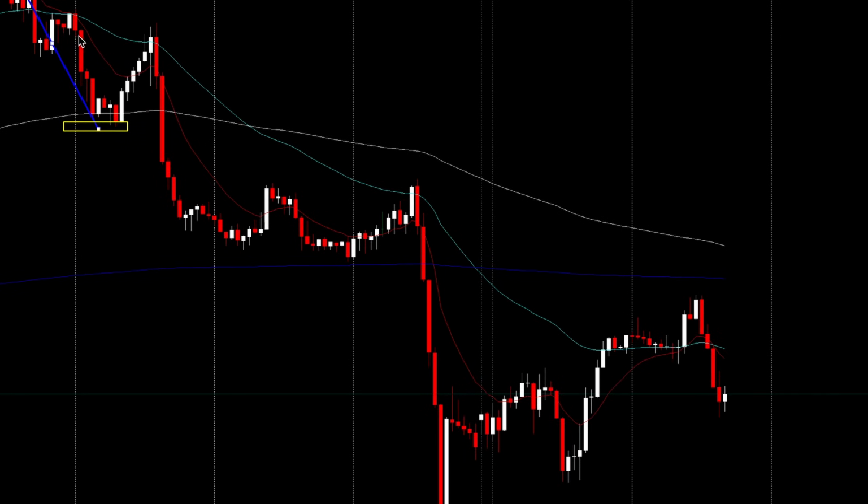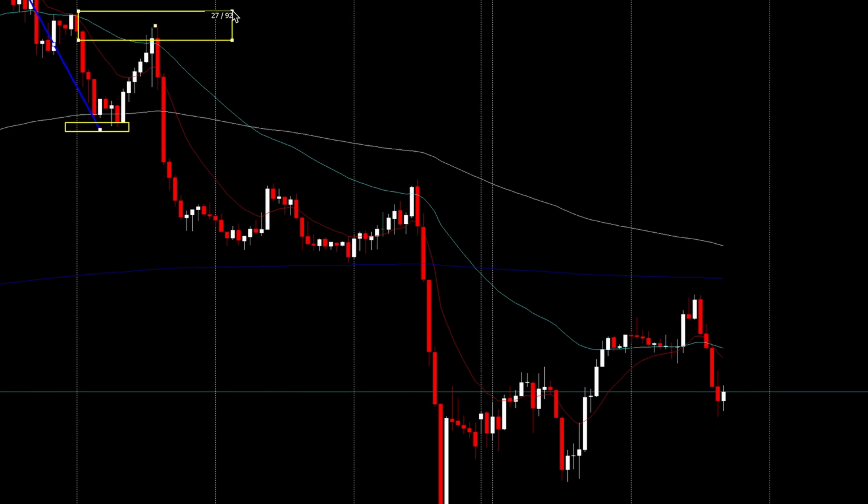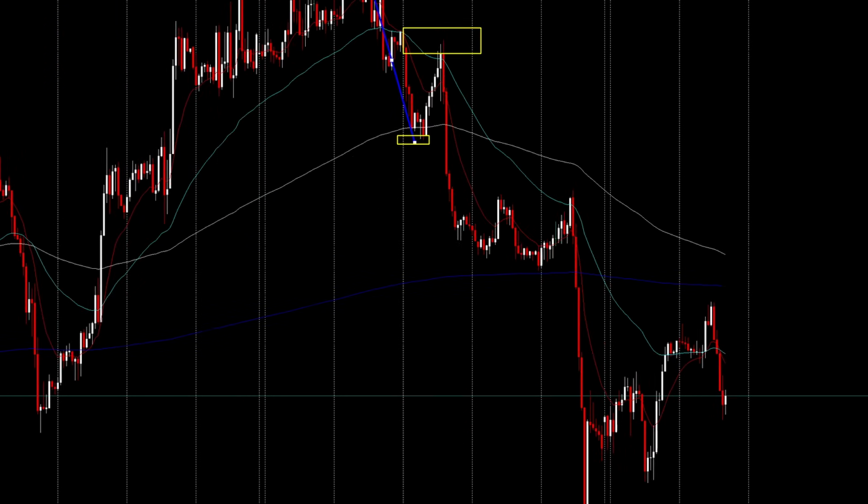And at the same area, which gave it more confluence that this was definitely heading downwards, we also had a supply area at the same zone. So as you can see, our trade was a bit late, but our risk was reduced.